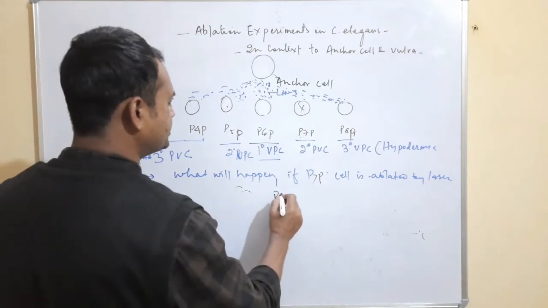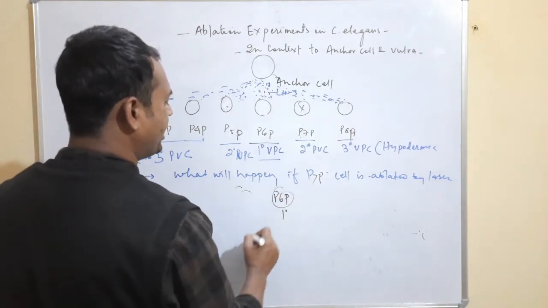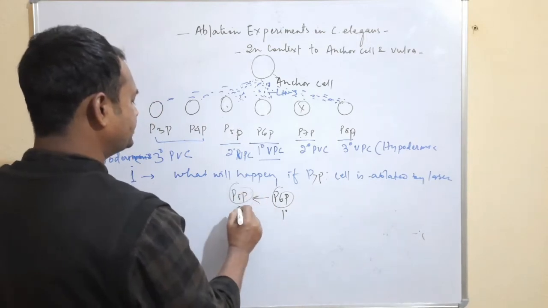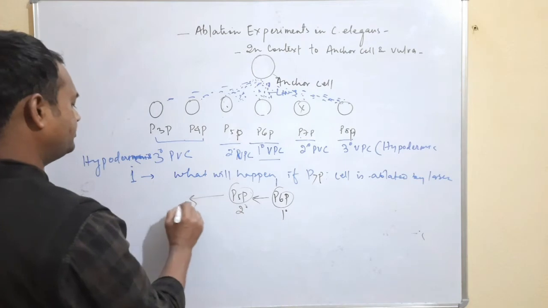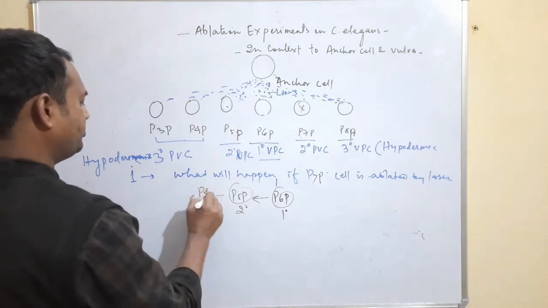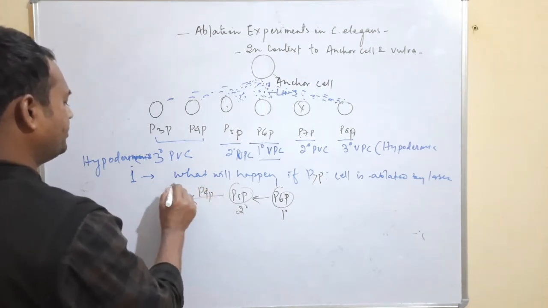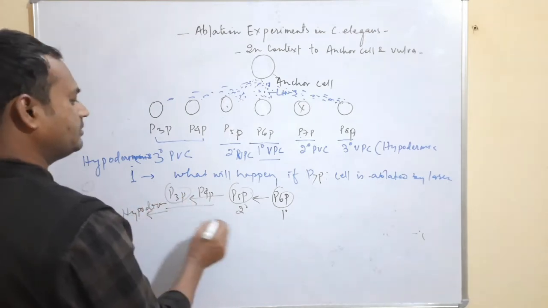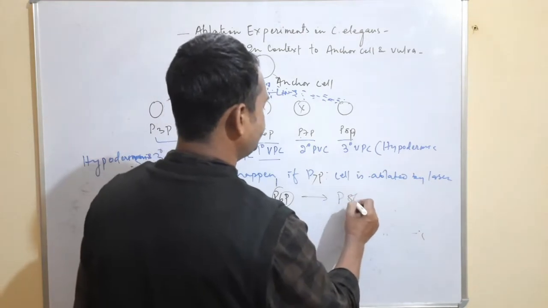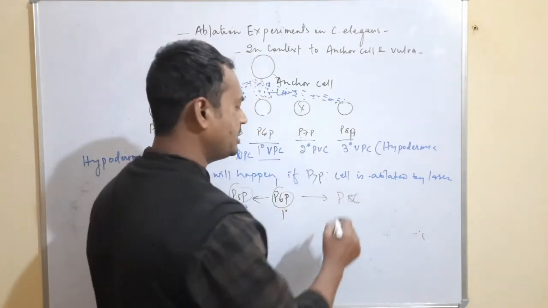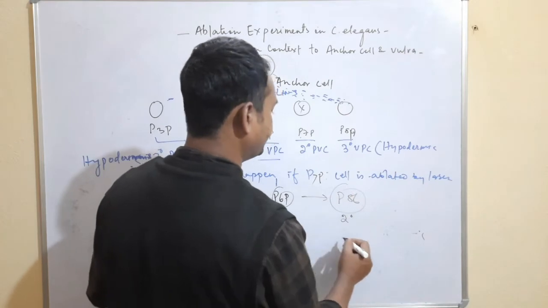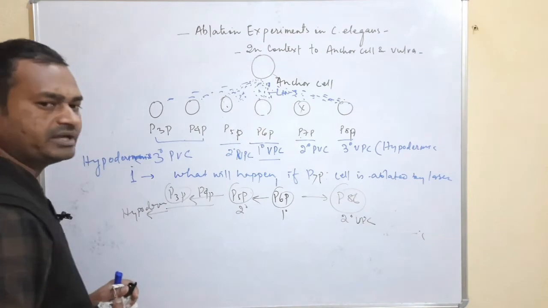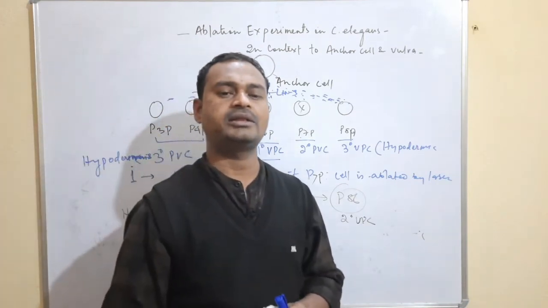Means the P6.p will have the primary and the P5.p will have the secondary, and the remaining, P4.p and P3.p, will form the hypodermis. Okay, and P8.p, because the P7.p is already ablated and the P8.p will acquire the secondary fate, means it will form the secondary VPC. Okay, now let us come to another experiment.